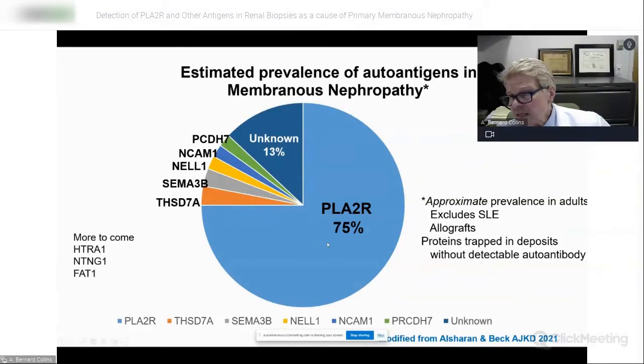So it's exciting. Membranous nephropathy has suddenly been moved to the forefront, and it's very exciting to think about and entertain what it will account for these other 13% of membranous. I should add that this excludes SLE. It doesn't include allografts, and it doesn't include the proteins that are trapped in the deposits without detectable autoantibody, i.e. exostosin, for example.